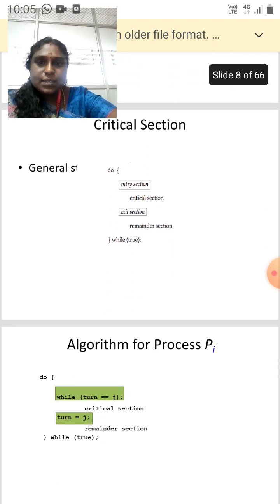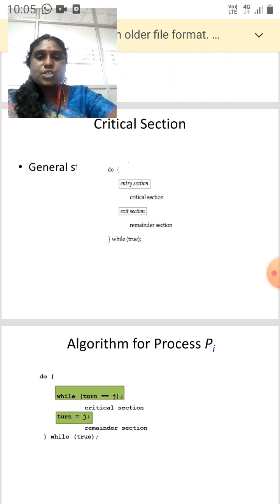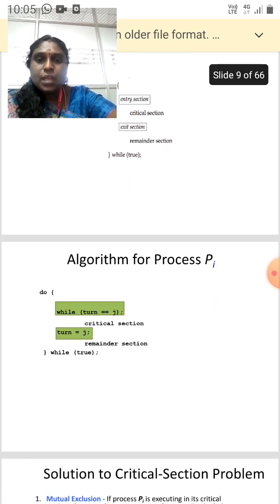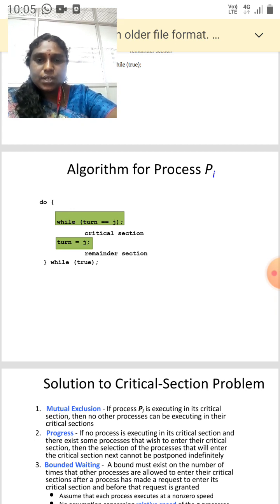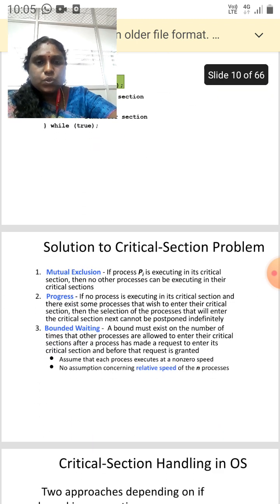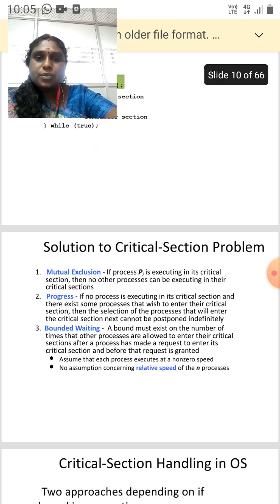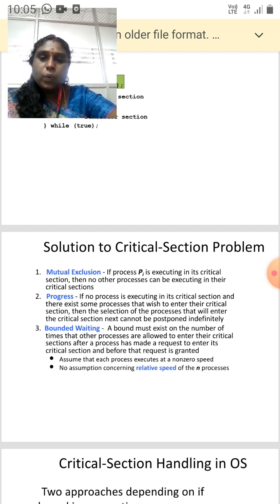The general structure is: while true, entry section, critical section, exit section, remainder section. The algorithm for process Pi is: while true, while turn == j, do nothing; critical section; turn = j; remainder section. The main requirements for a solution to the critical section problem are mutual exclusion, progress, and bounded waiting, and so on.